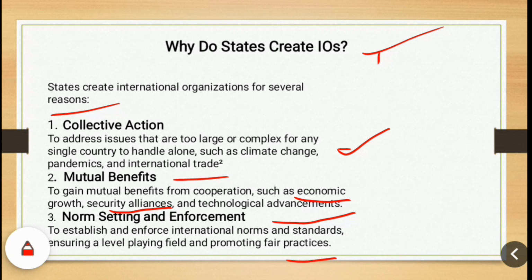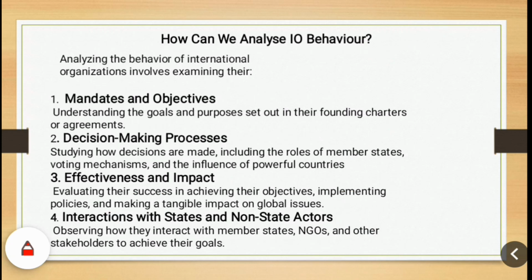best practices. How can we analyze international organizations' behavior? Analyzing the behavior of international organizations involves examining, first, their mandates and objectives, understanding the goals and purposes set out in their founding charters or meetings. Secondly, decision making process, studying how decisions are made, including the roles of member states, voting mechanisms, and influence of powerful countries.